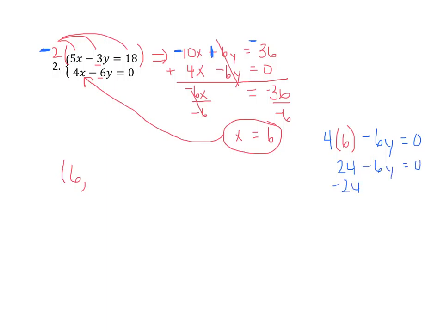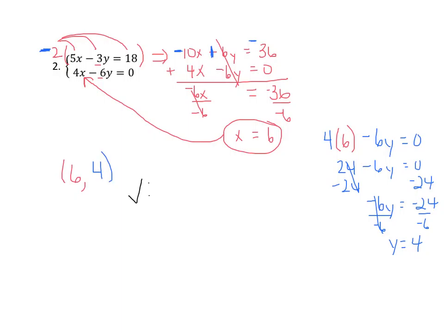Subtract 24 over to the other side, and you get negative 6y equals negative 24, and then divide by negative 6, and you get y is equal to positive 4. So let's plug that into this point right here. This is what we think is our solution, but let's go ahead and check it.